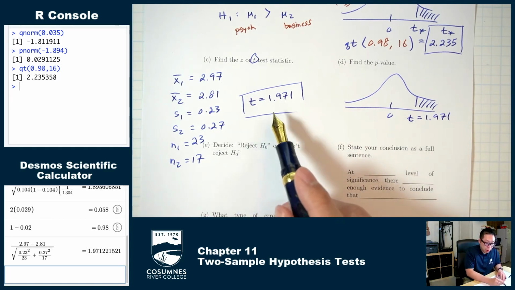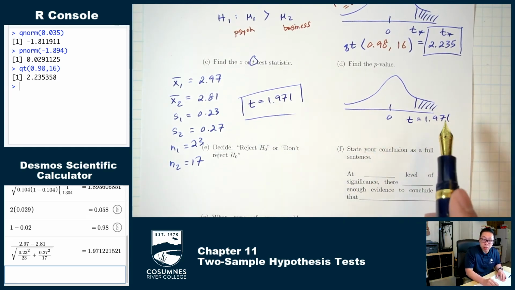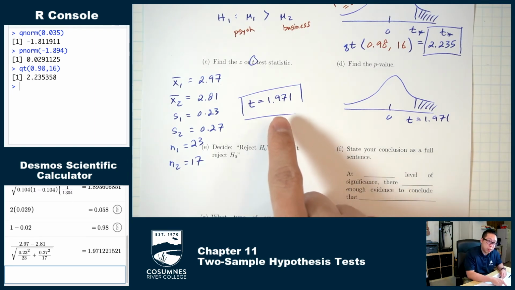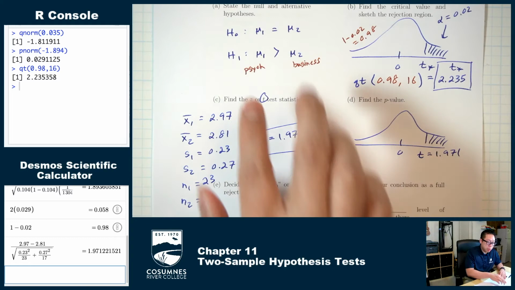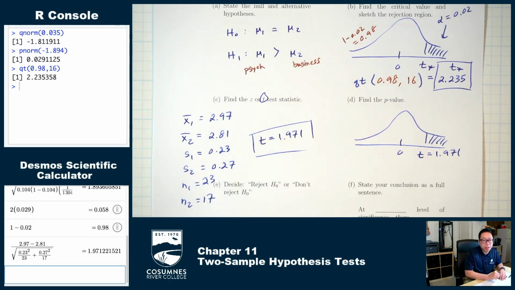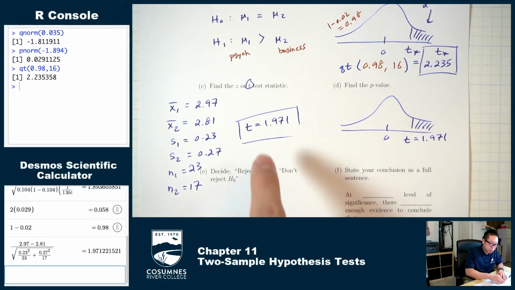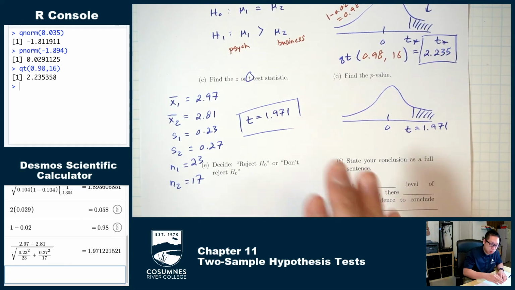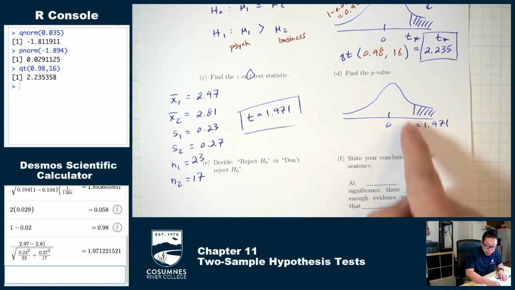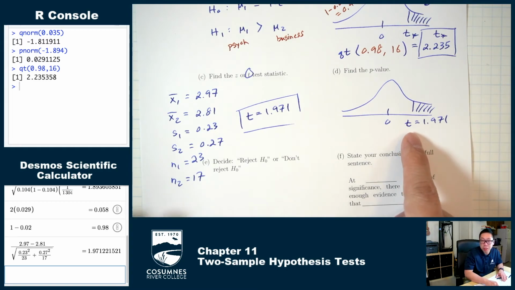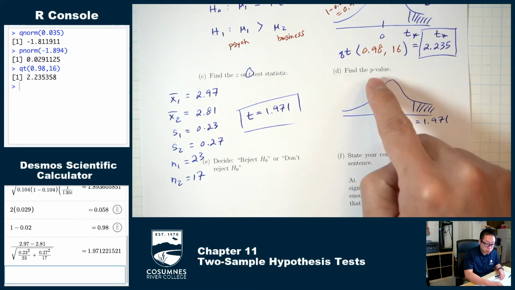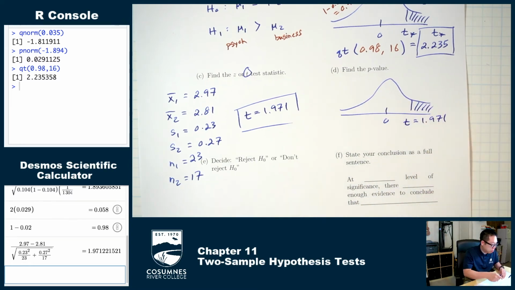I do expect a positive to match my picture that's shaded to the right. If you're getting a negative answer here, what probably happened is you mixed up your ones and twos. Which is okay. Just make it positive to make it match the picture. So this is shaded to the right, I expect this to be positive, so make sure it's positive. And this is really just finding the area. That's our p-value.